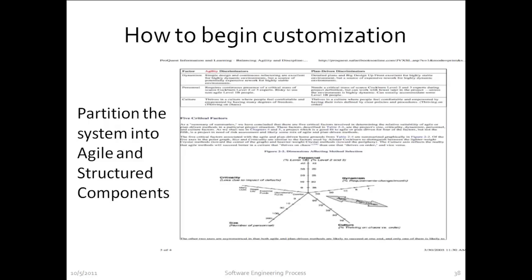Once you have analyzed these risks, if the predominant number of risks fall under agile risks, then you need to pick a structured process. And if a lot of the risks fall under the risks for structured processes, then you have to pick an agile process.